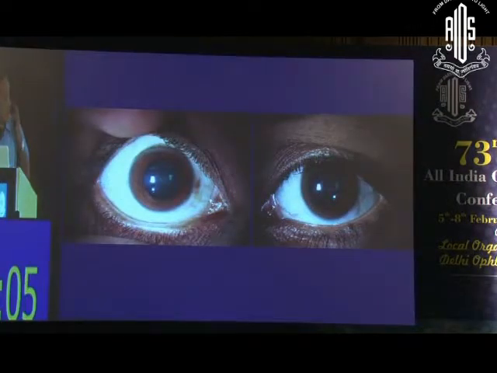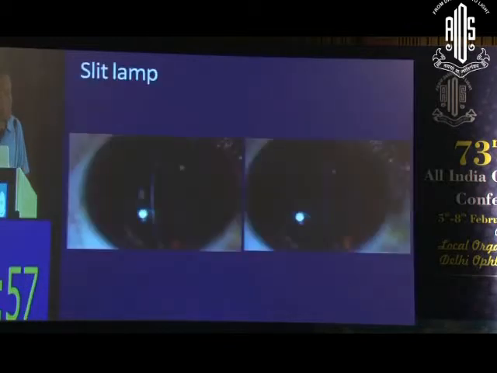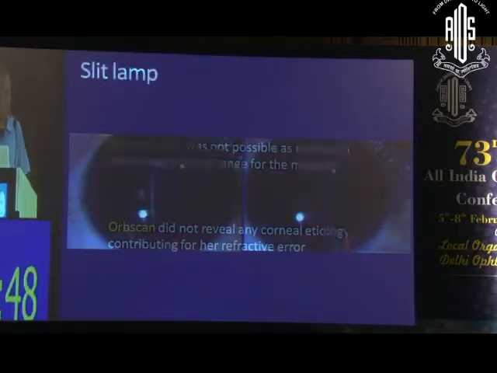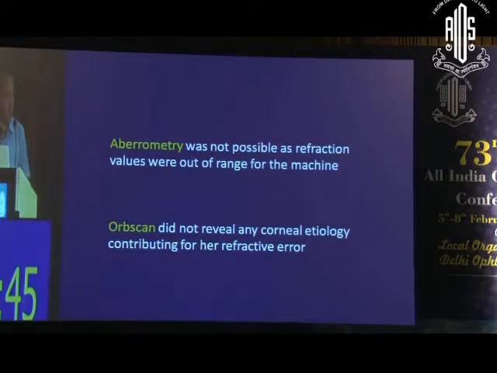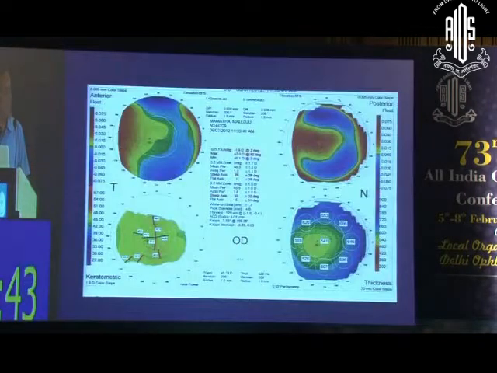Okay. Now this was a 12-year-old girl who had gradual diminution of vision since early childhood. These are the slit lamp findings. Does anyone want to tell me if it's normal or abnormal? Okay. Arbometry was not possible. Okay. Now this is what Dr. Himanshu spoke about in the morning. Normal, abnormal?